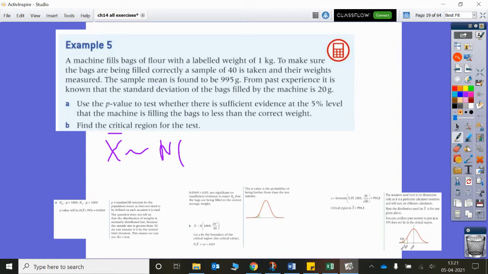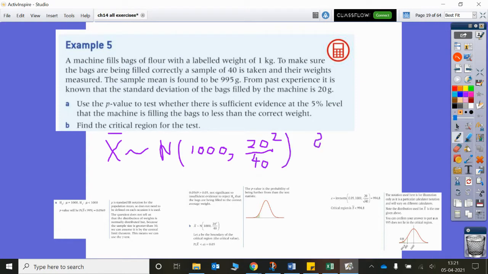So we now know that X bar is normally distributed, and again, according to the null hypothesis, with a mean of 1,000 and a standard deviation of 20. Now that's for one of the bags, but because there's a sample of size 40, the X bars are going to be distributed, again using the central limit theorem, by 20 squared divided by 40, because we want the variance.